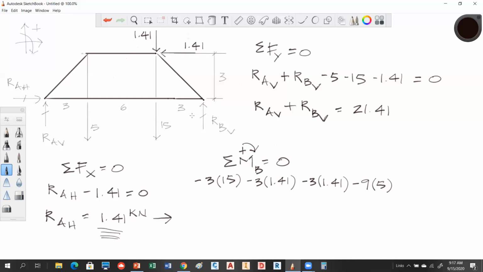And notice they're all tending from point B, they're all tending to turn it counterclockwise. So they're all negative rotations: negative, negative, negative, and negative. So this guy is going to be turning it positively. And we have 3 plus 3 plus 6, so that gives us 12. And that will be a positive 12 R_AV. And all of that then will equal 0. So this will resolve.